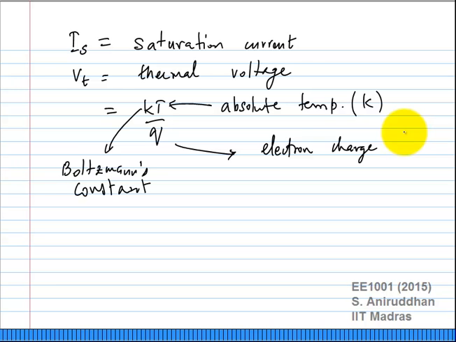What is the value of Boltzmann's constant? 1.38 times 10 power minus 23. What are the units of Boltzmann's constant? Joules per Kelvin. What is kT? You must have seen this number kT before. kT is some form of energy. So k should be some joules per Kelvin.